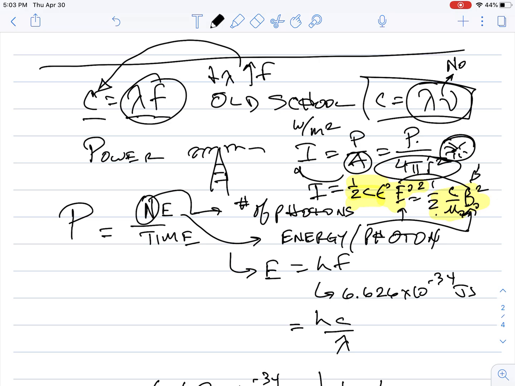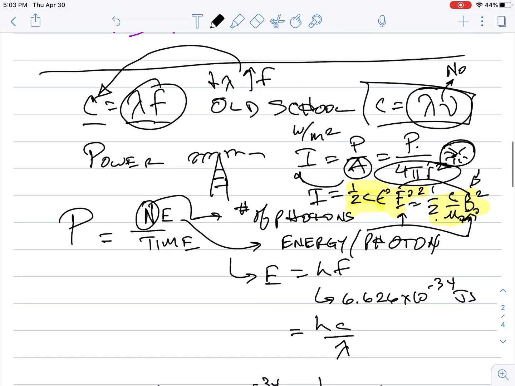Okay, now, here's the other way that you can look at power. You'll see this written as NE over time, where N is your number of photons and E is your energy per photon. So if you look at this, then you get joules per second, okay?